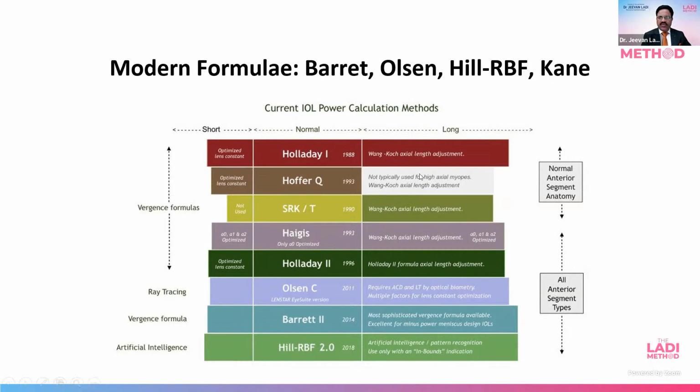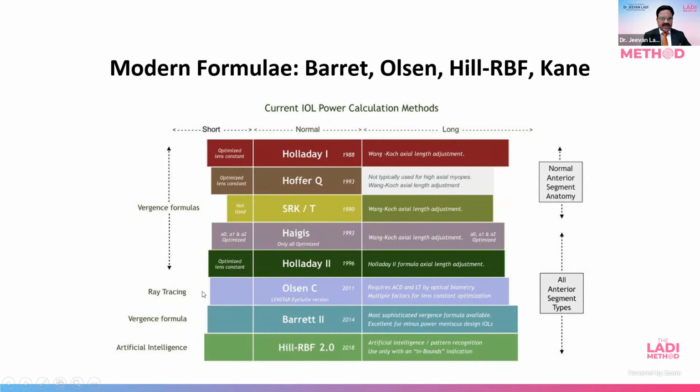In short, whenever we are using third generation formulae, they are not ideal if the anterior segment anatomy is not normal. They are only good in a particular segment. That's why we prefer to use modern formulae, that is Barrett, Olsen, Hill RBF, and Kane formula.